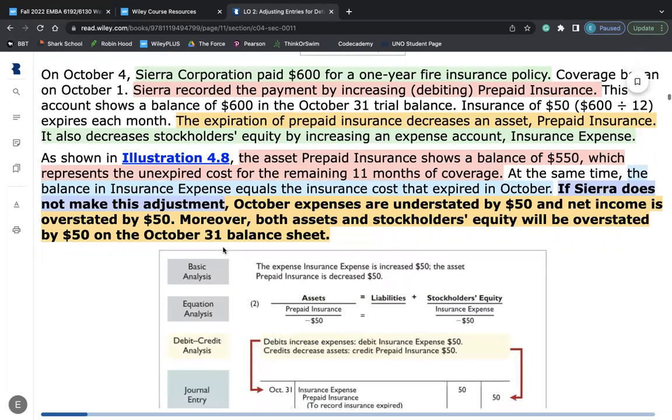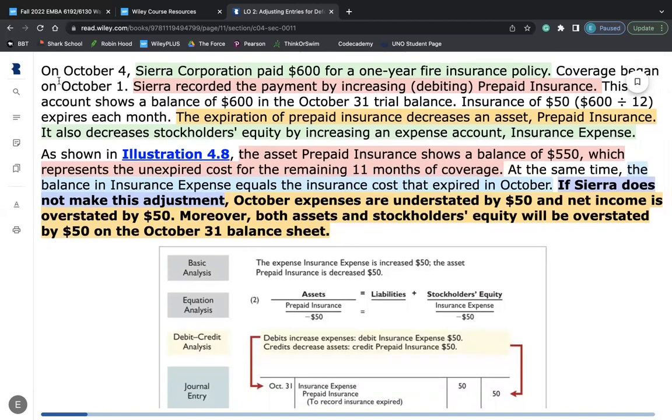On October 4th, Sierra Corporation paid $600. Yes, they use an even number. They paid $600 for a 1 year fire insurance policy. Coverage began on October 1st. Sierra recorded the payment by increasing, or debiting, prepaid insurance. This account shows a balance of $600 on the October 31st trial balance.